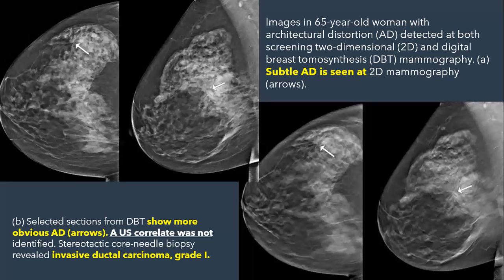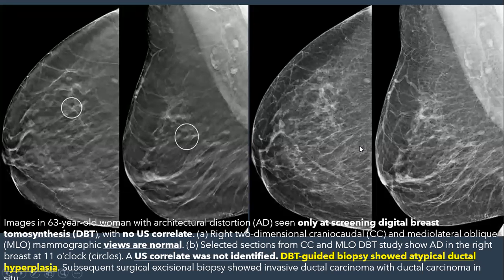Okay, this is another patient. If you look at the 2D, it looks normal, just scattered fibrotic parenchyma. But the 3D demonstrates an area of architectural distortion, also very subtle. Ultrasound was normal, and biopsy revealed invasive ductal carcinoma with carcinoma in situ.